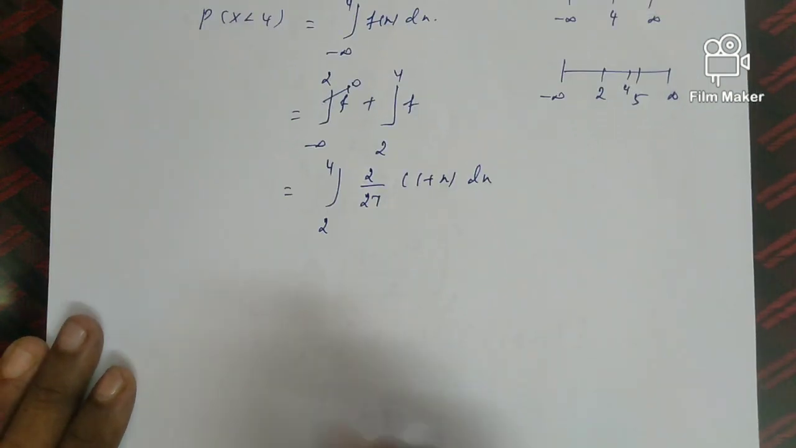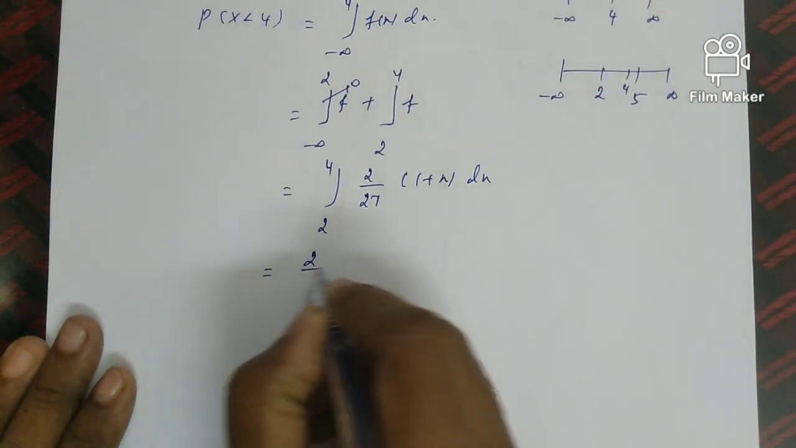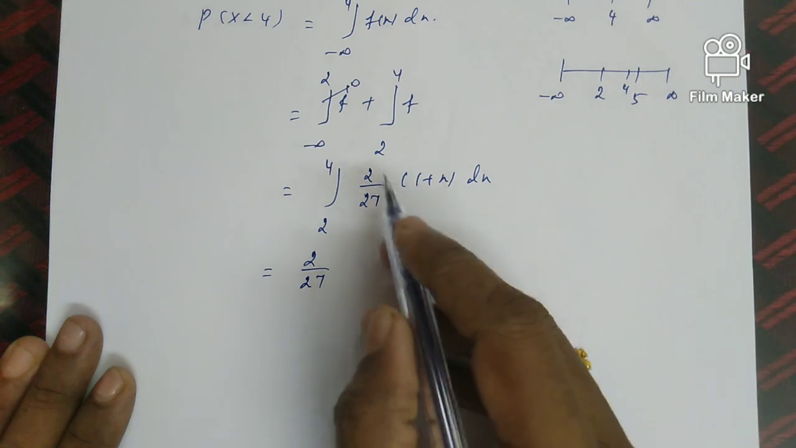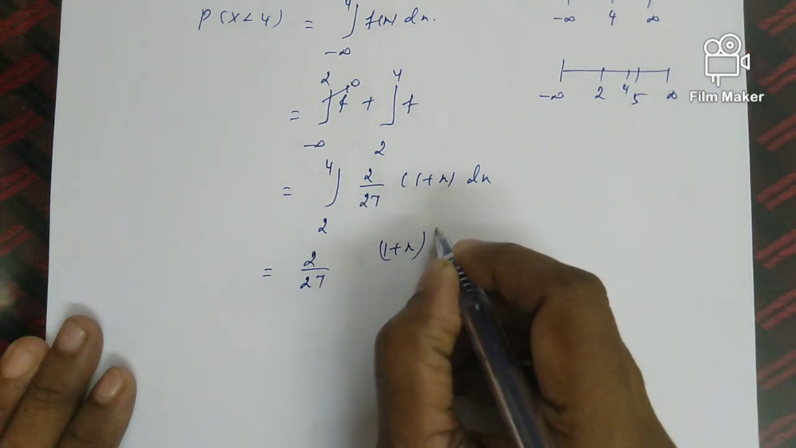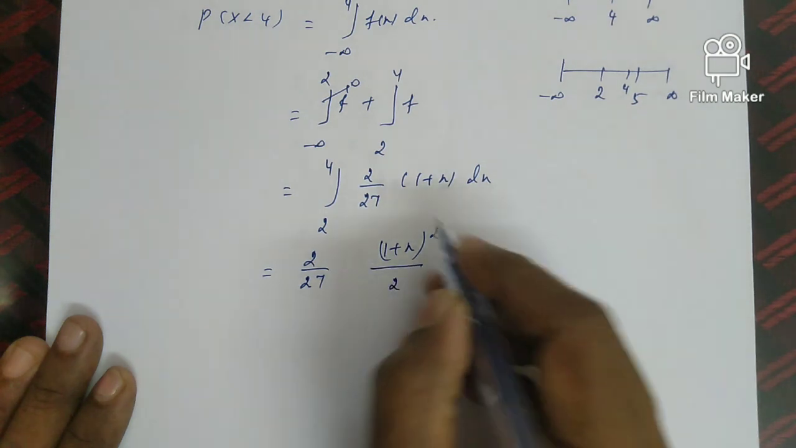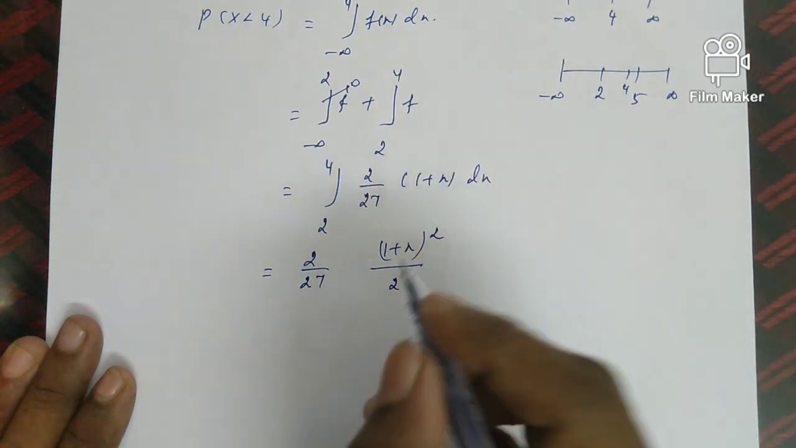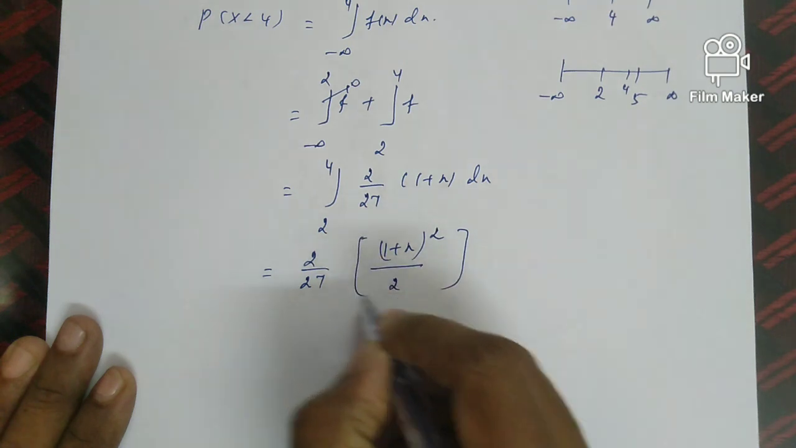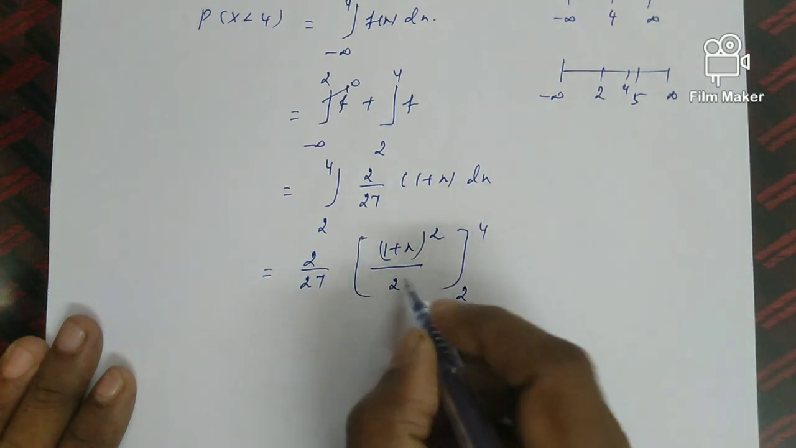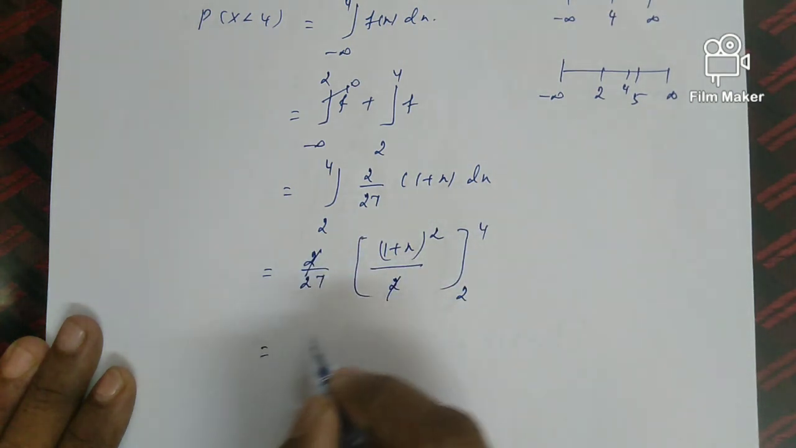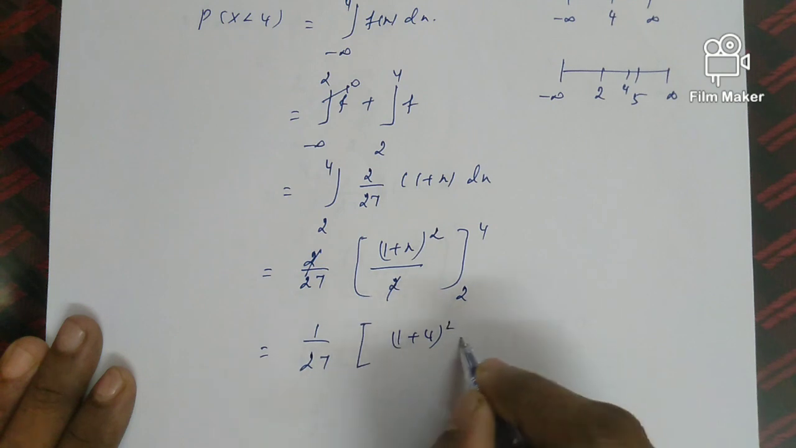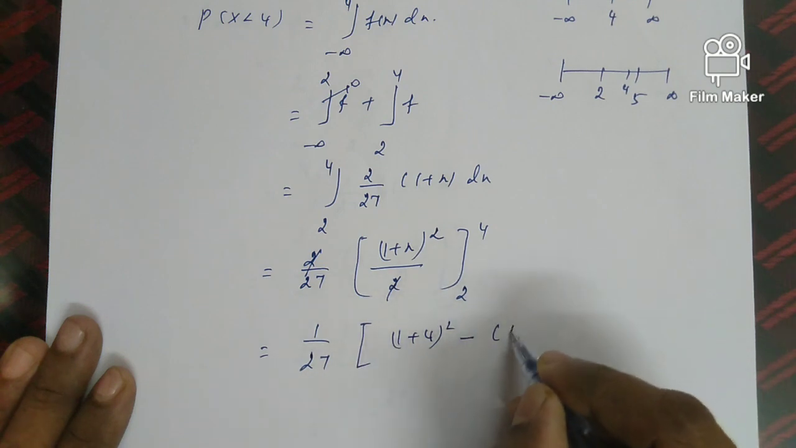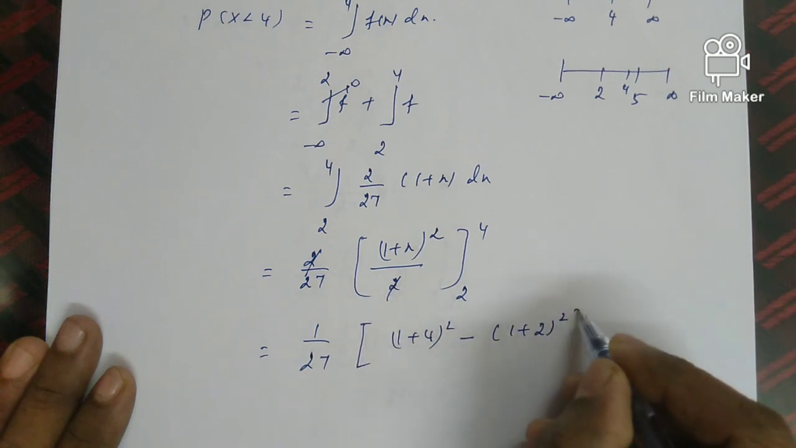So before integration we can take the 2 by 27 outside. This is of the form integral x dx, so 1 plus x the whole square by 2. Okay, you can consider the 1 plus x as a single term x, with the limit 2 to 4. Before applying the limit we can cancel the 2 so that we can get 1 by 27 into the limit for x alone. So 1 plus 4 the whole square minus, upper limit minus lower limit, the lower limit is 2, so 1 plus 2 the whole square.